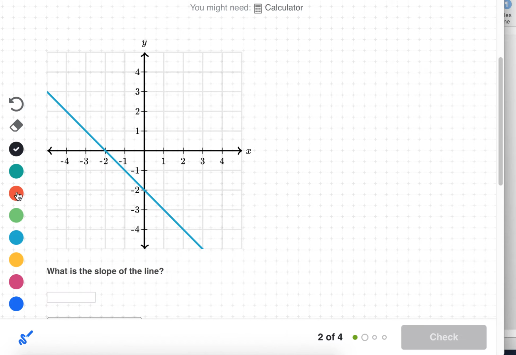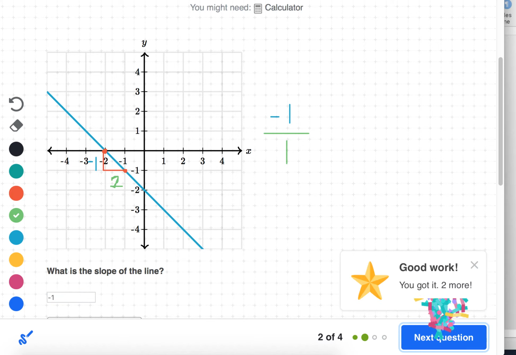We'll do one more. Here's a nice point right here where it crosses on a crosshair, and if I go down, it looks like here's another point. I already know the slope is negative because it's sloping down from left to right. So the rise here is -1. It's going down 1. And the run is also 1. So the slope of this line would be -1/1, or just -1.